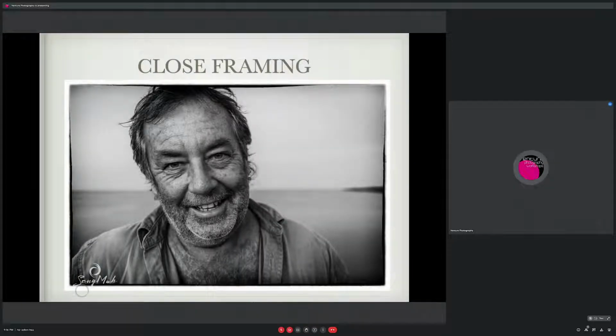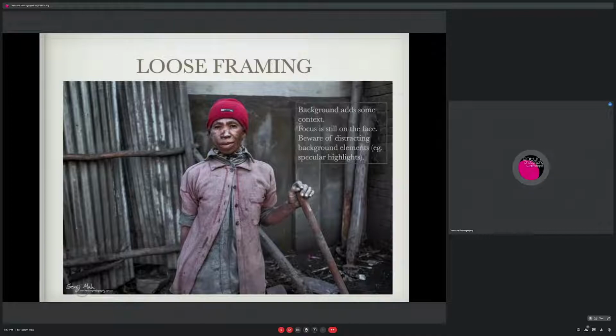So you've got your close framing. And again, it's all about interaction, engaging with the person. Then you've got a bit of a looser framing where the background can add some context to the thing. But the important thing is the focus is still on the face. When you're shooting like this, you've got to be quite aware that you don't introduce distracting elements in the background, such as trees that seem to sprout out of someone's head or a fence paling that seems to go in one ear and out the other. So move around the person you're photographing and try to keep the background behind your head, at the very least, as clean as possible.